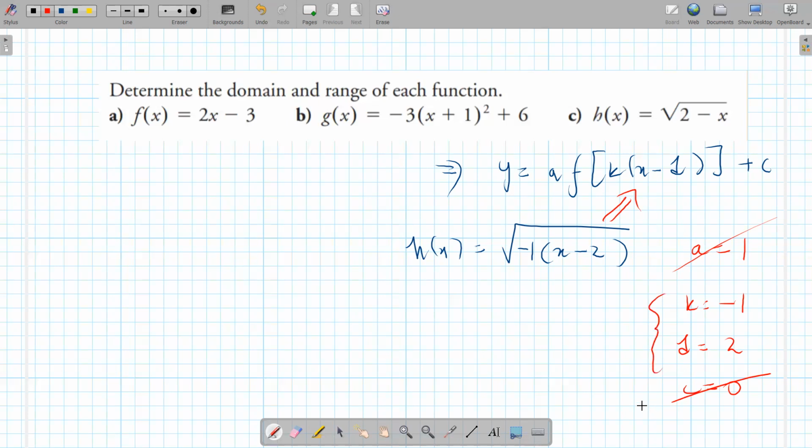So these are the only two transformations, yeah? So let's do them. So our parent function looks like this. So what's happened to it? k is -1. What does that do in terms of transformations?